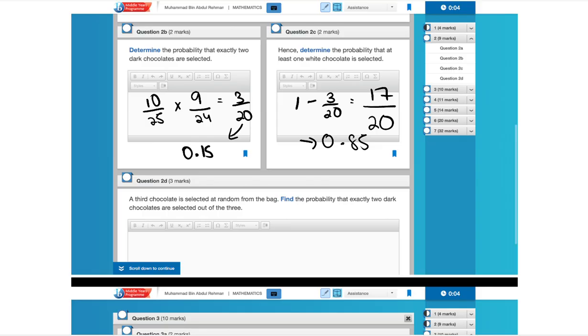Then it says a third chocolate is selected at random from the bag. Find the probability that exactly two dark chocolates are selected out of the three. Okay. Find the probability that exactly two dark chocolates are selected, which means that the third one is supposed to be a white chocolate. Hmm. How do we solve this one?